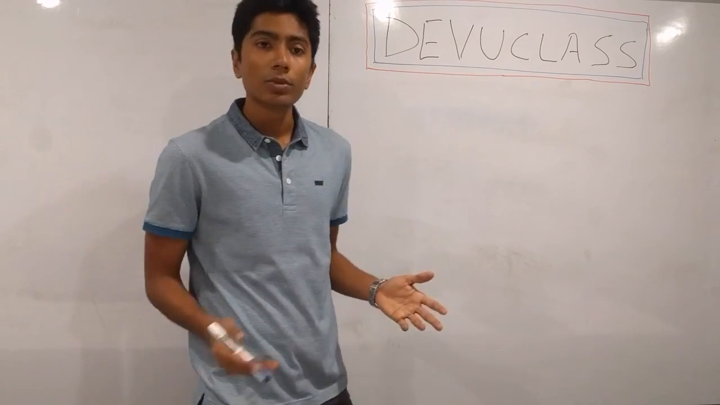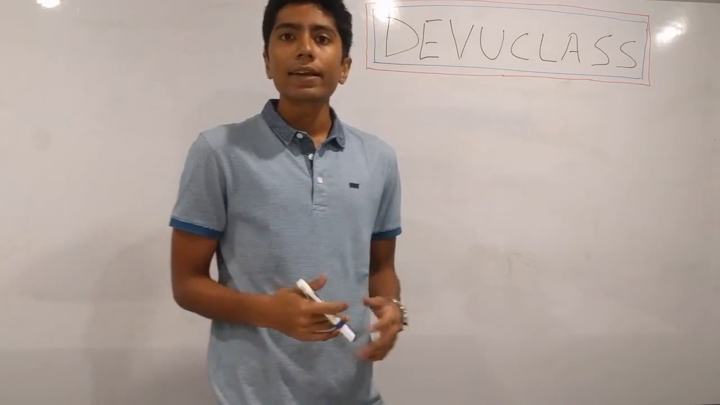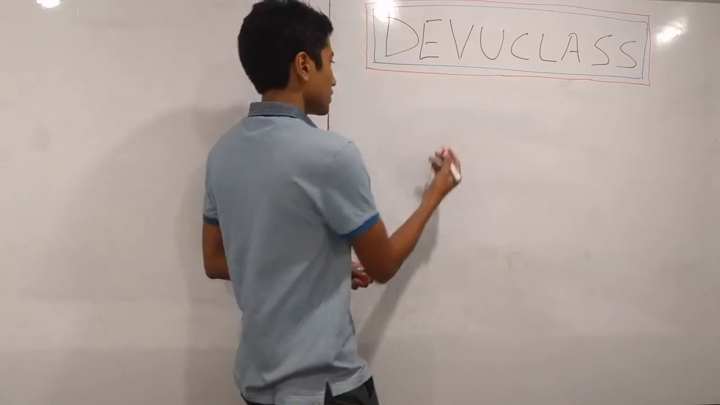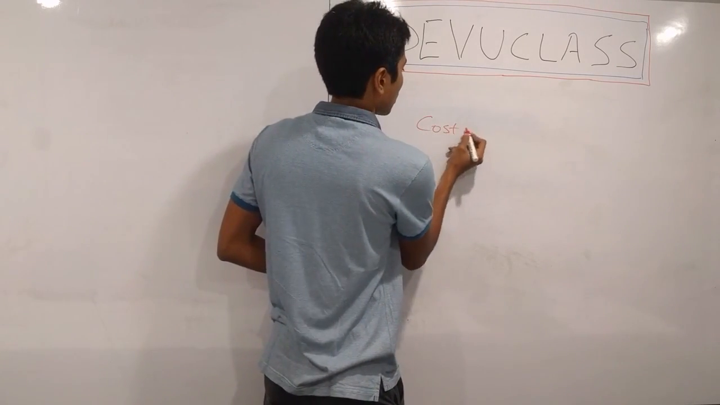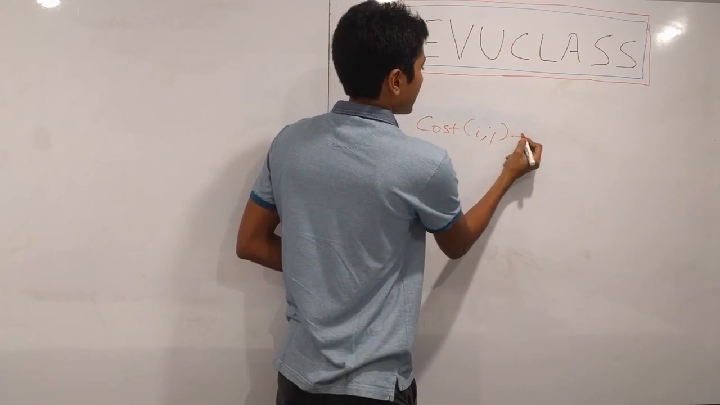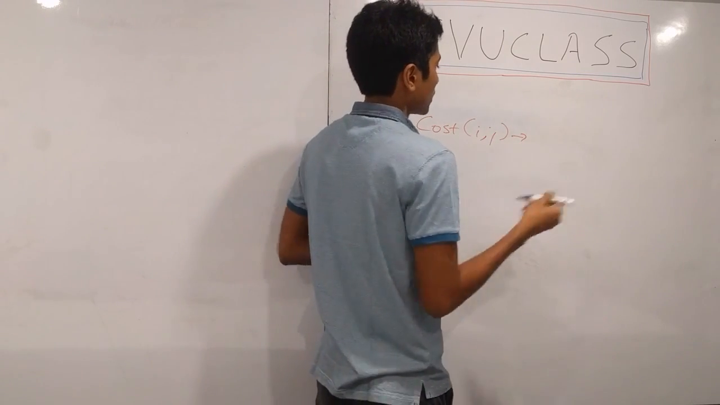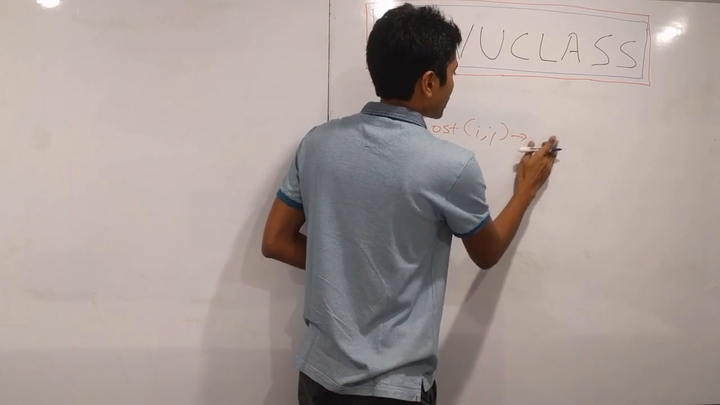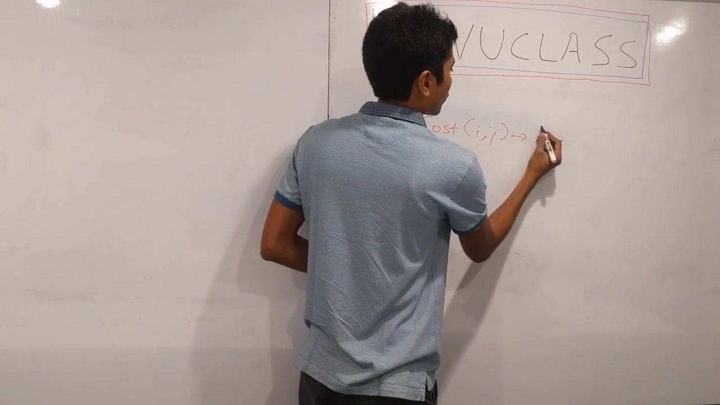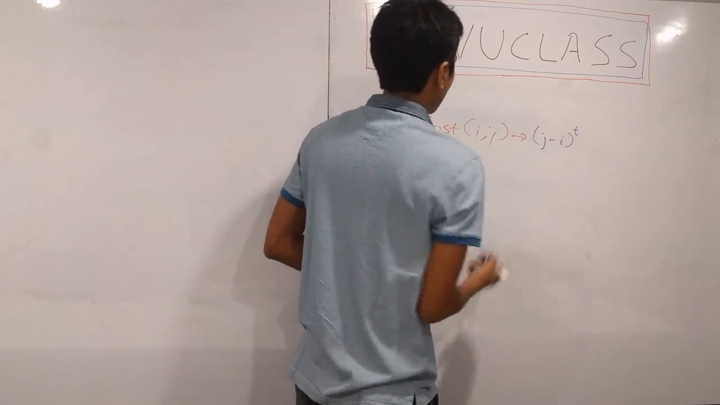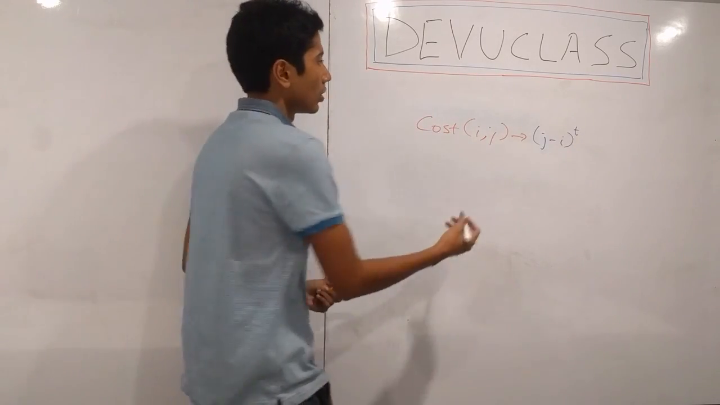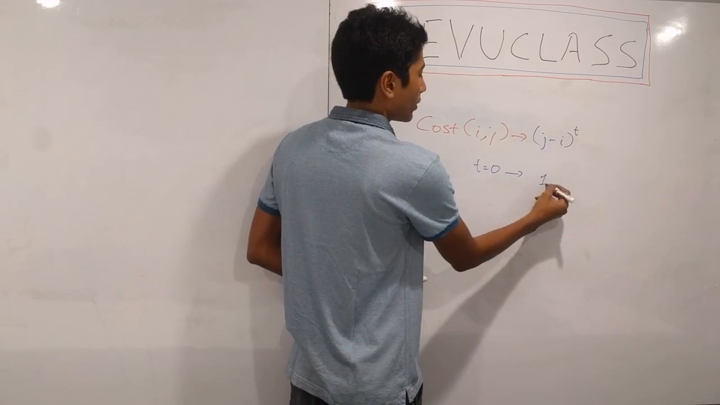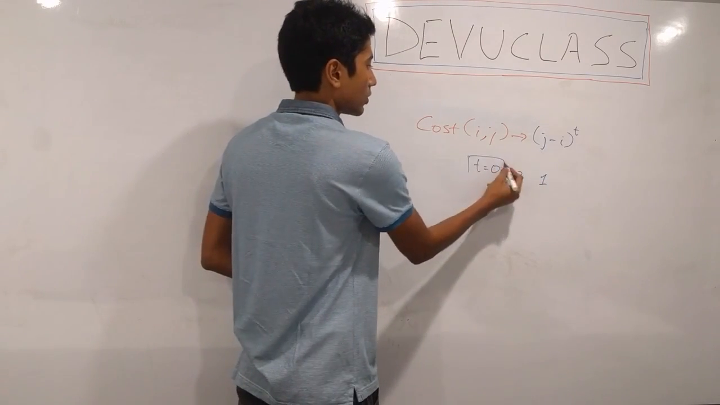The second part of this problem is about understanding how the cost function behaves. So let's have this cost function here. Cost of i, j is defined by j minus i raised to the power t. We decided that j is going to be the larger index. If t is equal to 0, we have cost given by 1.